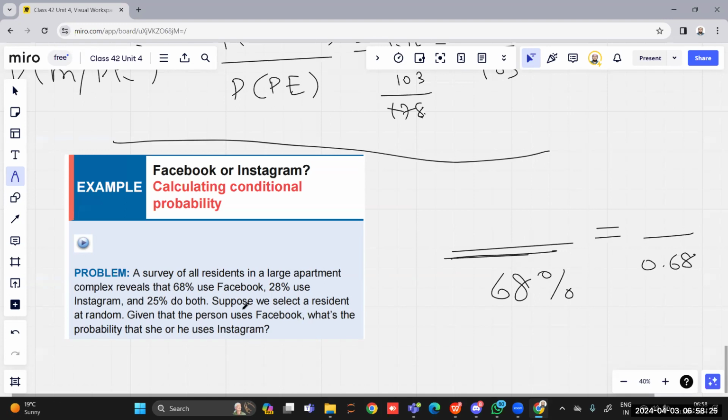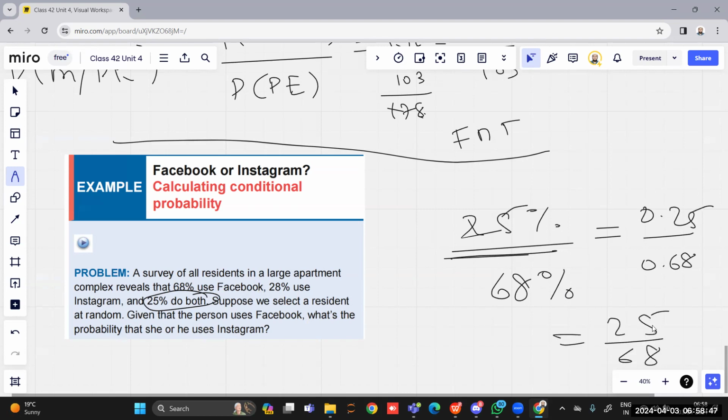So suppose we select a resident at random, given that the person uses Facebook. What's the probability that she or he uses Instagram? So Facebook intersection Instagram, so it uses both. Intersection means both. So it is 25%, so it is 0.25. We'll remove the point of both. It will be 25 upon 68. That's the answer. Got that?